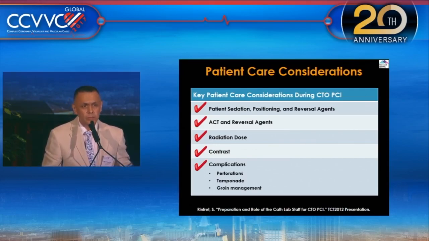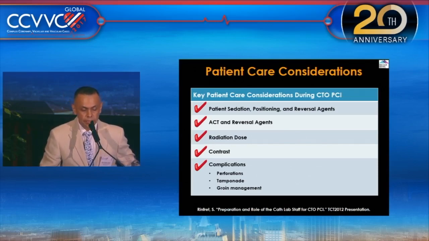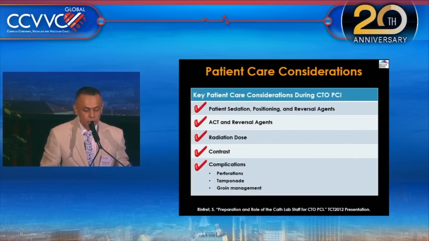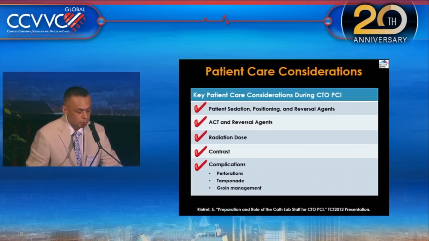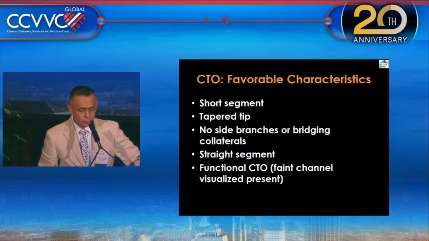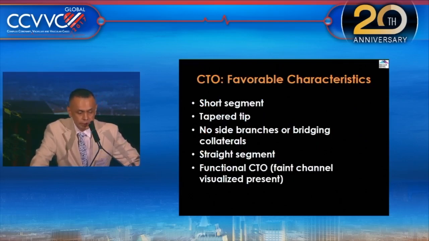Here in China, we use Angiomax. I know other institutions use heparin, so you have to have your reversal agents on hand. You have to check ACTs constantly. For the techs, you have to be aware of the radiation as well as the contrast. Also complications: when you deal with this type of occlusion, you can always have perforations, tamponade, and also problems with the groin.